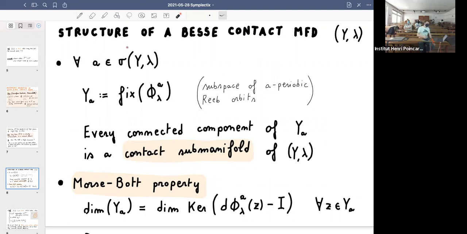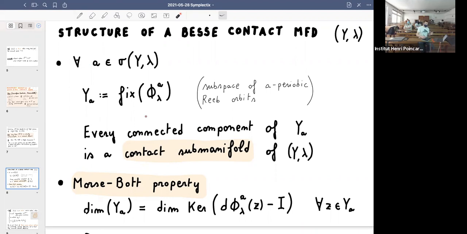So in order to introduce the theorem, let me spend a few words on classical, simple properties of Besse contact manifolds. I already mentioned the Wadsley theorem. So here's another property. You have a Besse contact manifold Y. And for every value of the action spectrum, say A, I'm going to denote by Y_A the subspace of A-periodic Reeb orbits. So a priori, this is a compact subspace of Y because it's a fixed point space. But more is true.